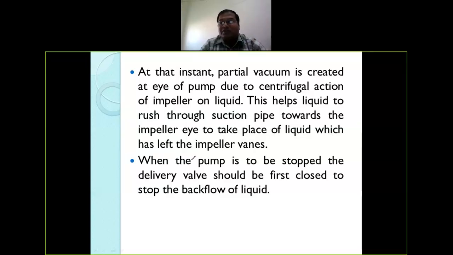When the pump is to be stopped, the delivery valve should be closed first to stop the backflow of the liquid. If you don't close it, what will happen? Backflow will occur, and that might damage your pump also. So this is the general procedure, or you can say the working principle, of the centrifugal pump.